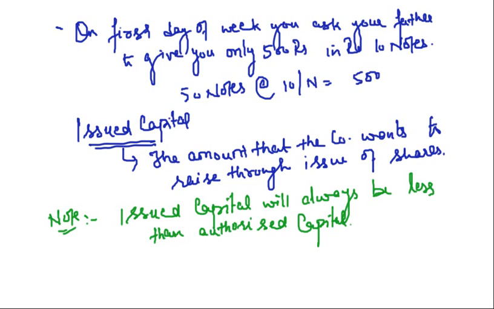Clear, friends? What is issued capital is clear, right? Authorized is your father has authorized that you will get 100 notes of rupees 10 each, equal to 1000 rupees per week. Your requirement is 500 rupees right now, at the beginning of the week. So you are ready to issue 50 receipts of rupees 10 per receipt. That is, you want to raise only 500 rupees right now. That is issued capital. The amount that the company wants to raise through issue of shares. Clear?